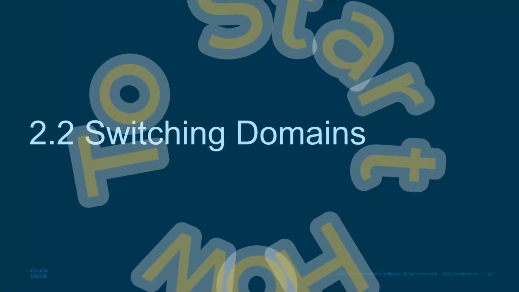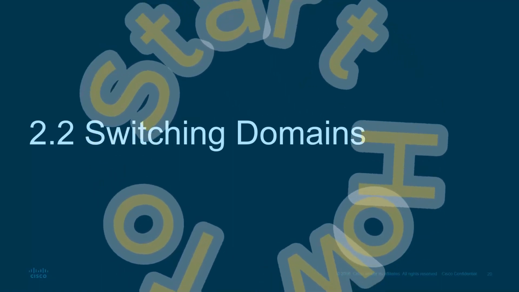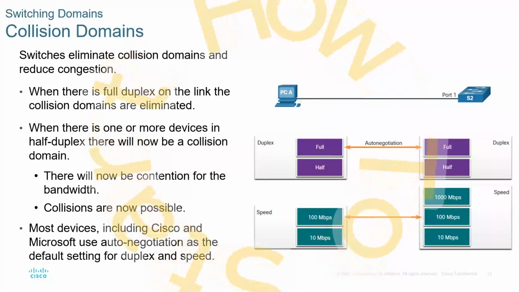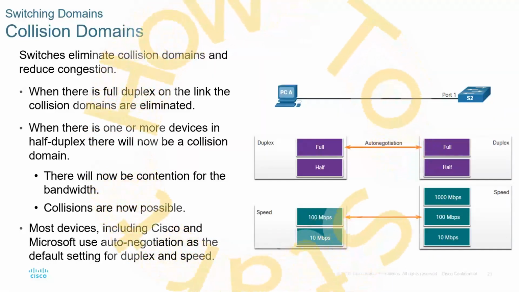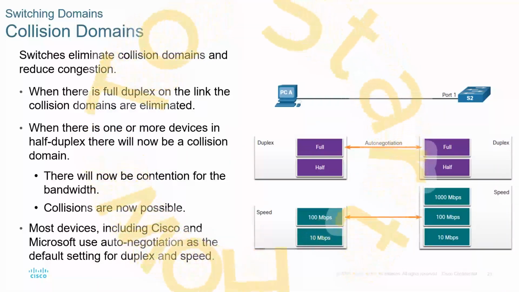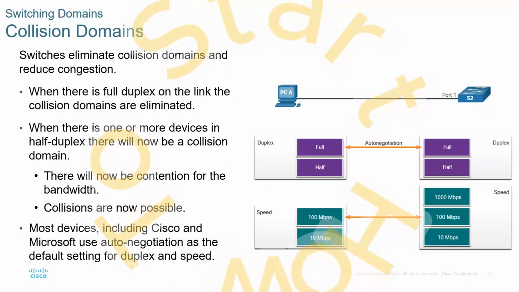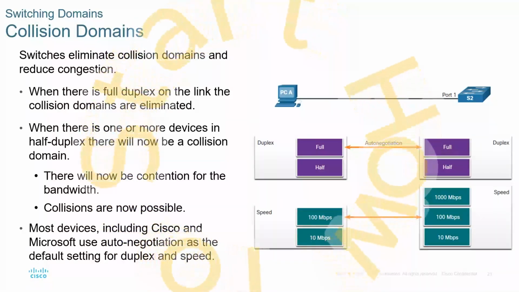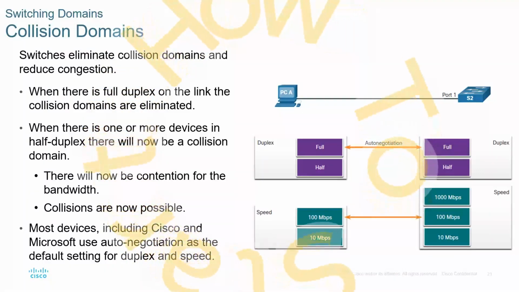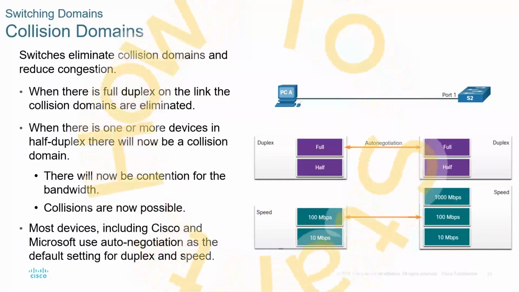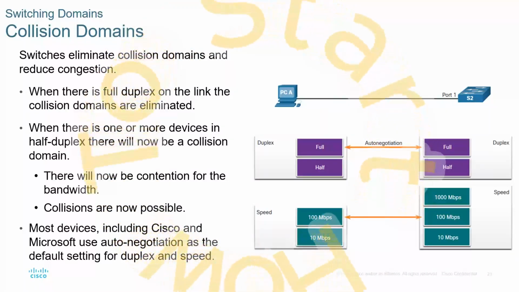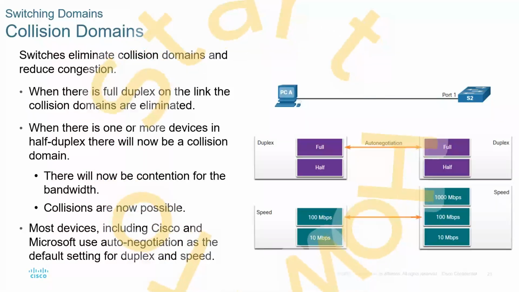Next, we have our two primary switching domains, a collision domain and a broadcast domain. A collision domain was popular when we had hubs, but realistically with switching, we no longer have a collision domain. Essentially, switching eliminated collision domains, and it helped reduce congestion. When there is full duplex on a link, the collision domains are completely eliminated. Where there's half duplex, there still may be a collision.